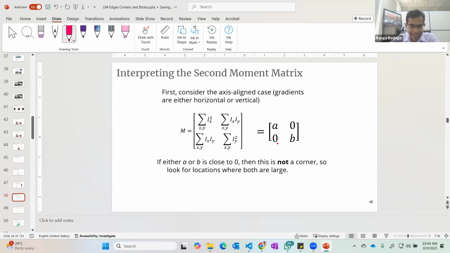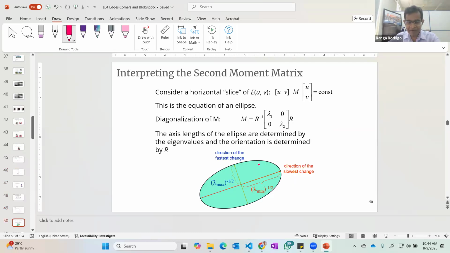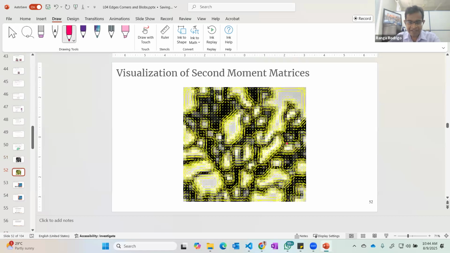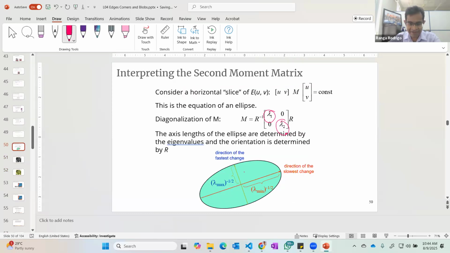But if we consider the axis aligned case, we said that if either A or B is close to 0, then it is not a corner. So look for locations where both are large in the axis aligned case. But we don't have to worry about the axis aligned case now that we have the second moment matrix. We can look at its eigenvalues, lambda 1 and lambda 2. When both are large, it is a corner. So I showed you this picture where these ellipses have been drawn with the eigenvalues arranged in a fashion like that.